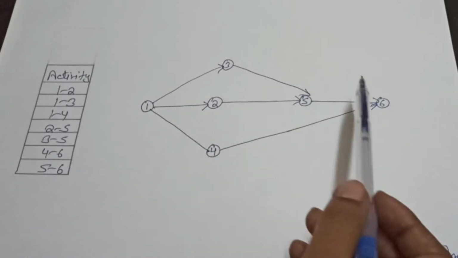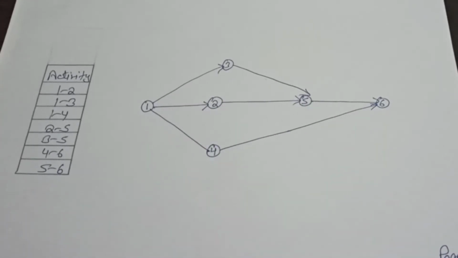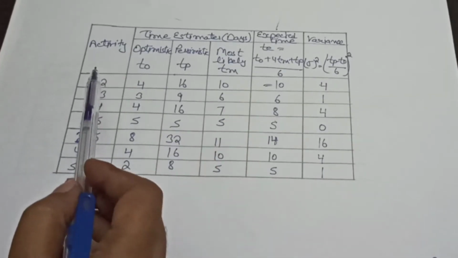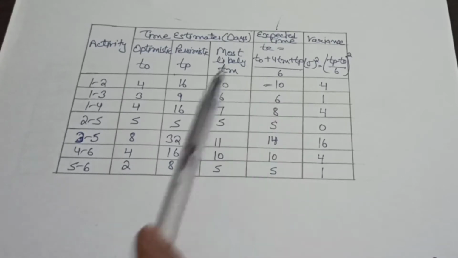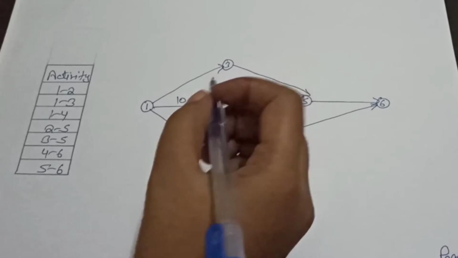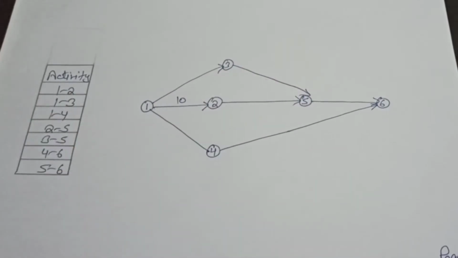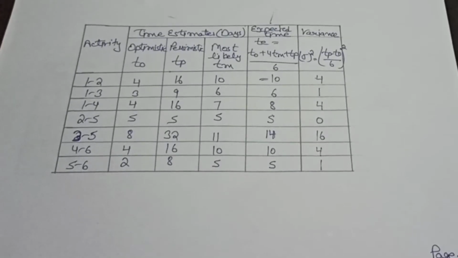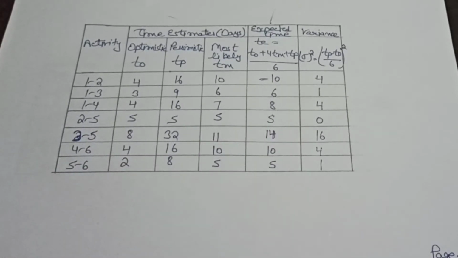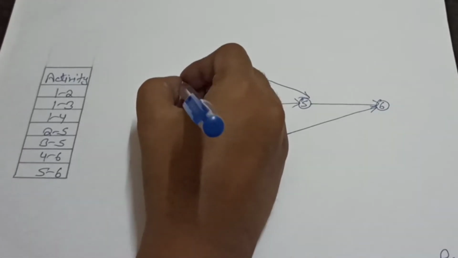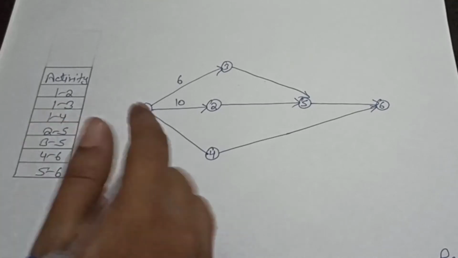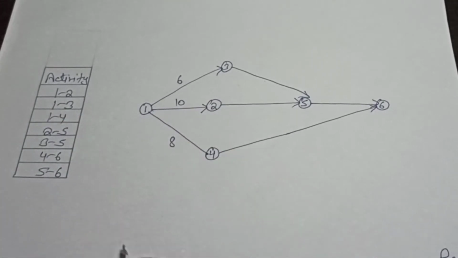Now we will write here the duration for every activity. So you can see in this chart, for our first activity the duration is 10. So we will write here 10. Then second activity, 1 to 3. Duration is 6. So we will write here 6. For this third activity, duration is 8. So we will write here 8.